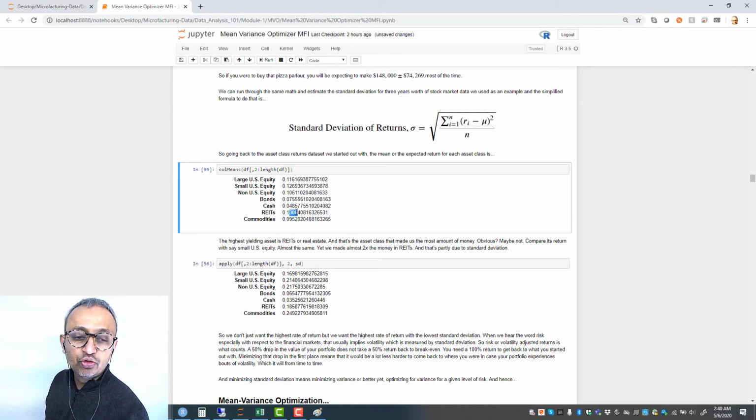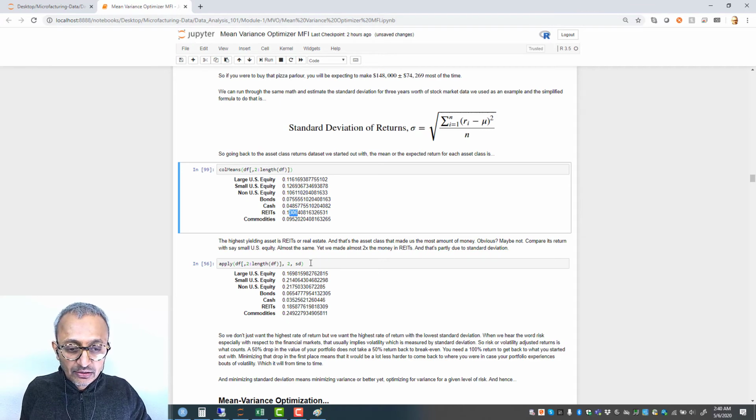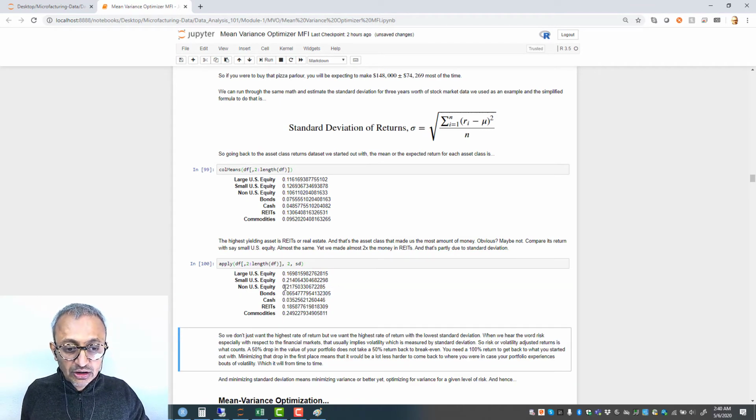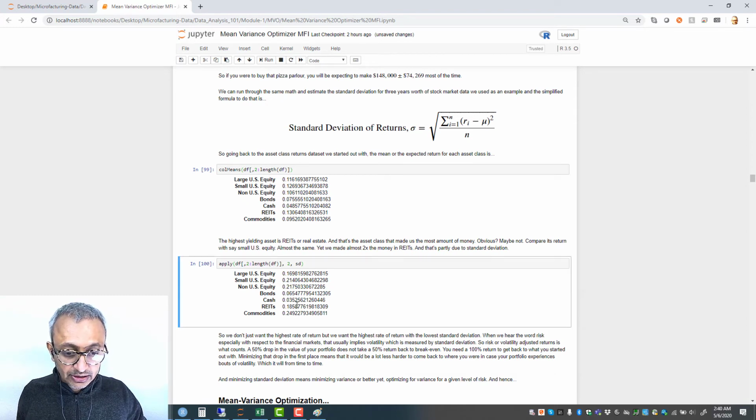You made 2x the amount: $1,000 turned into $250,000, whereas in small cap equity it was only $120,000 or $125,000. So there's a big gap. What explains that gap? What explains that gap is the standard deviation differences. Small cap equity was actually more volatile than REITs.